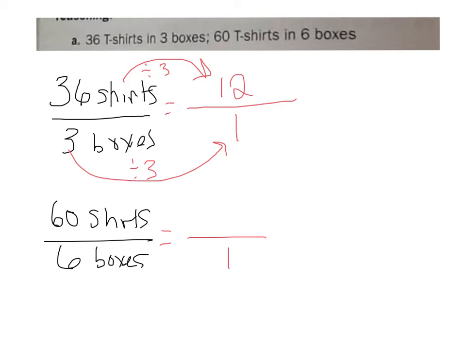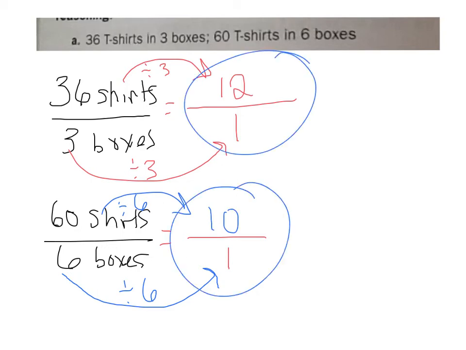Now I want to do the same thing down here. How do I get from 6 to 1? Well, 6 divided by 6 is 1. Whatever I do to the bottom, I have to do to the top. 60 divided by 6 is 10. So I want to know if these two ratios that we turn to unit rates are equivalent. Well, does 12 equal 10? No. So my answer would be no. These are not equivalent.